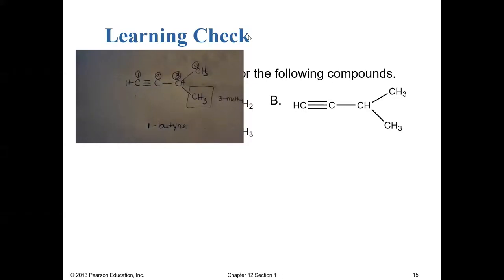And now we have to put our substituents in front in alphabetical order. Since we already know what they are and there's only one, we just write our 3-methyl-1-butyne. So that's how we would name that one.